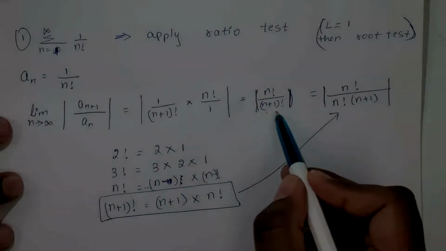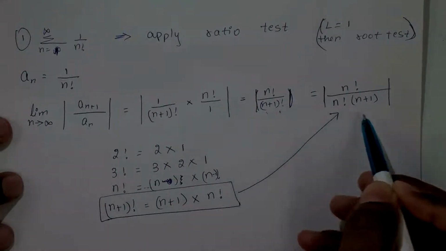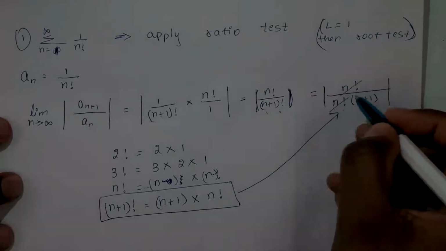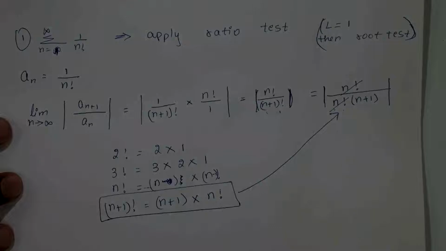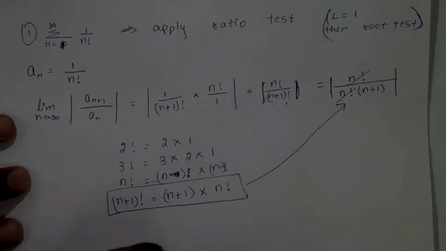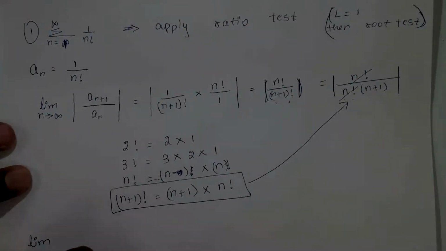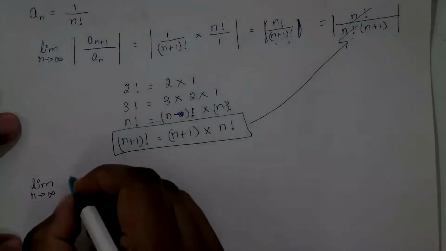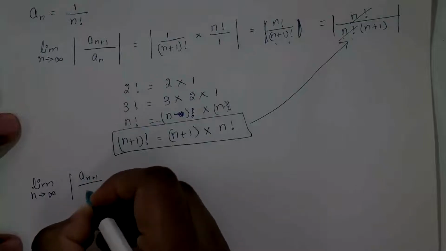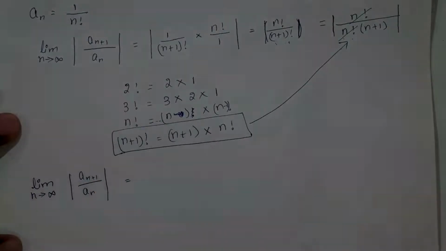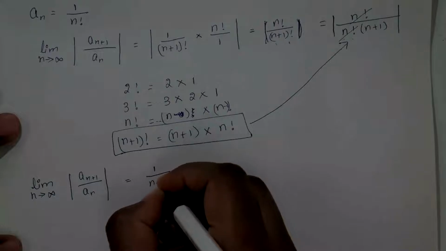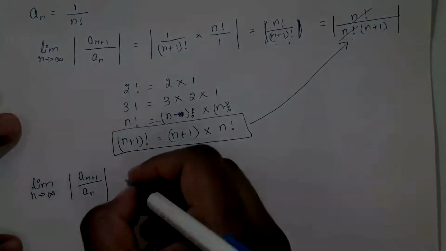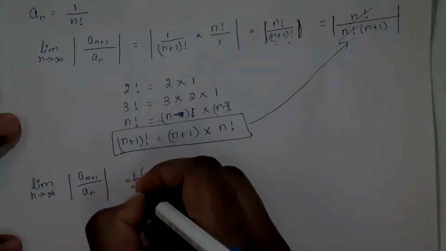Okay, so (n+1) the whole factorial can also be written as (n+1) multiplied with n factorial. Now you can easily divide the numerator and denominator, cancel out those two things, and whatever is left is limit n tending to infinity a_(n+1) divided by a_n, which will be equal to 1 divided by (n+1). Oops, I forgot to write the limit n tending to infinity.